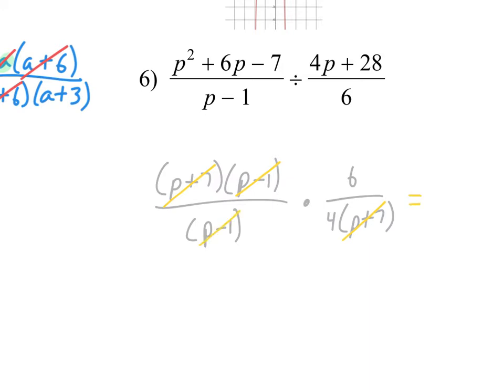We are left with 6 over 4, which is actually reducible, right? 6 over 4, if you divide those both by 2, would become 3 over 2. Okay, so this thing's just going to equal a whole number, 3 over 2.